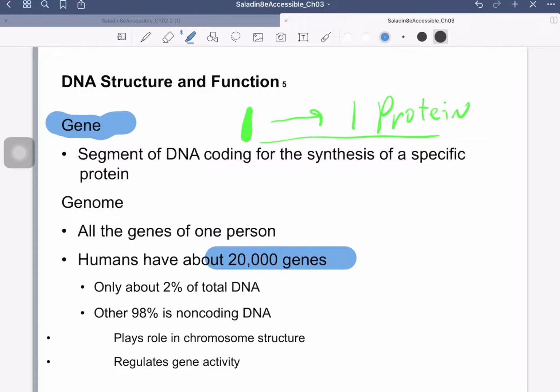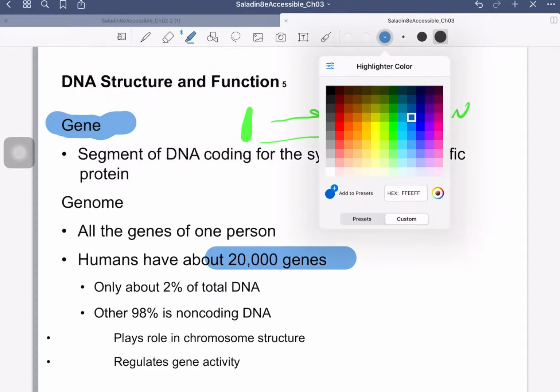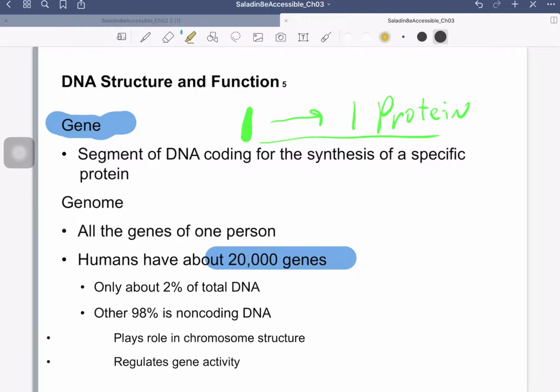So I think the best way to consider a gene now is a gene as a segment of DNA that holds the instructions to make a set of proteins. And we'll see how it does it. It's basically about modifying the RNA copy. Let's get back to this topic of what a genome is.